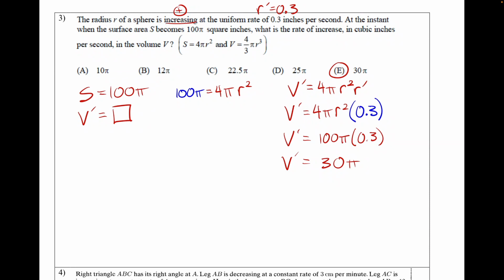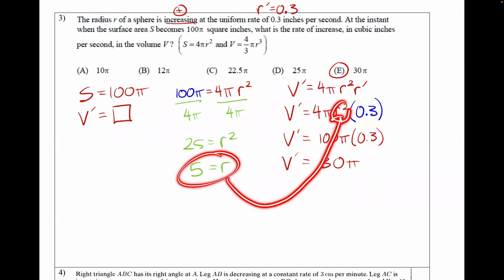Although if you do this the long way, you could solve for r. If you solve over here for r, we can do that. I would have to do a little bit more work. I have to divide by 4 pi, divide by 4 pi, and I get 25 is equal to r squared, and then I square root both sides, and I get r is equal to 5. Then I plug this 5 back in for r: r squared is 25, 25 times 4 is 100, and you eventually get this 100 pi, which I could have gotten from the very beginning. But yeah, you can do it the long way or the short way. All right, questions on number 3?